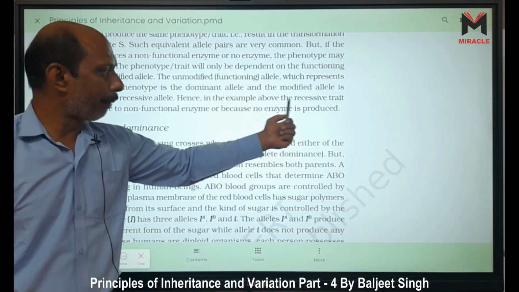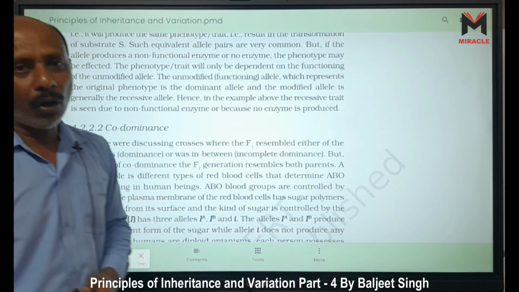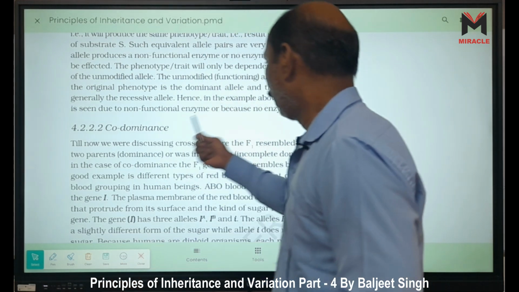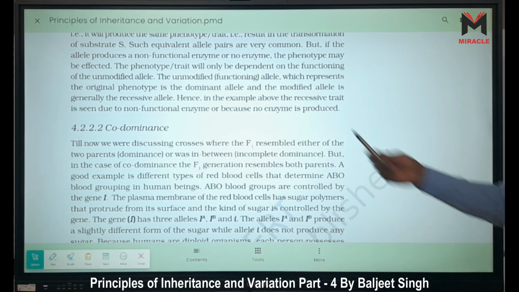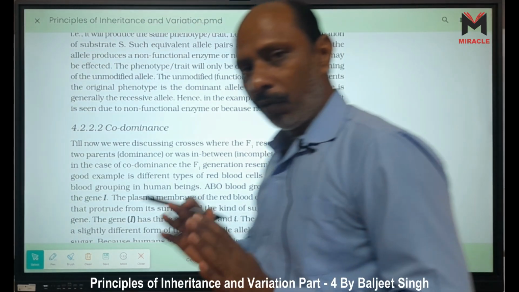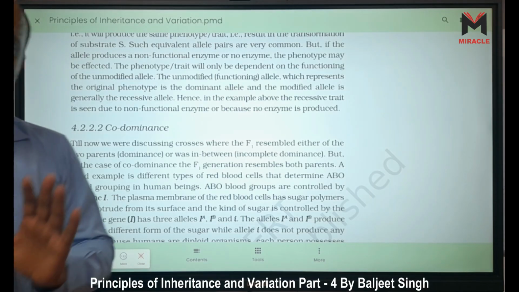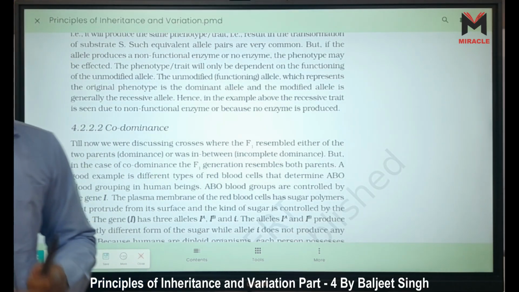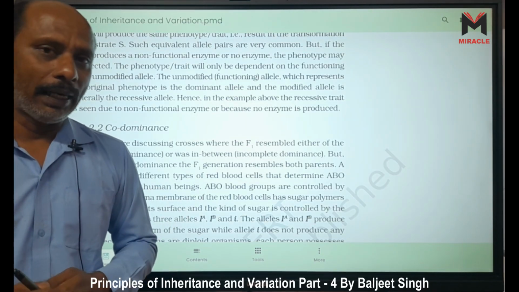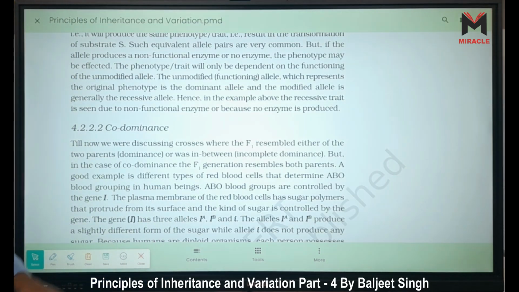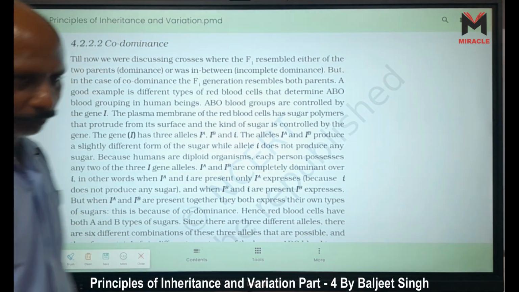Hence, in the example above, the recessive trait is seen due to the non-functional enzyme or because no enzyme is formed. Do you understand here? Non-functional enzyme, no enzyme. These are responsible for recessive traits. And functional enzyme, we can say normal enzyme, is formed by the normal allele, which is responsible for dominant traits, right? So the next point here is codominance.